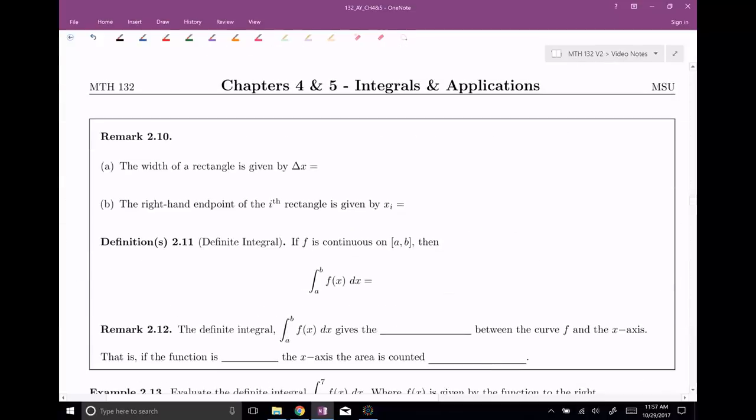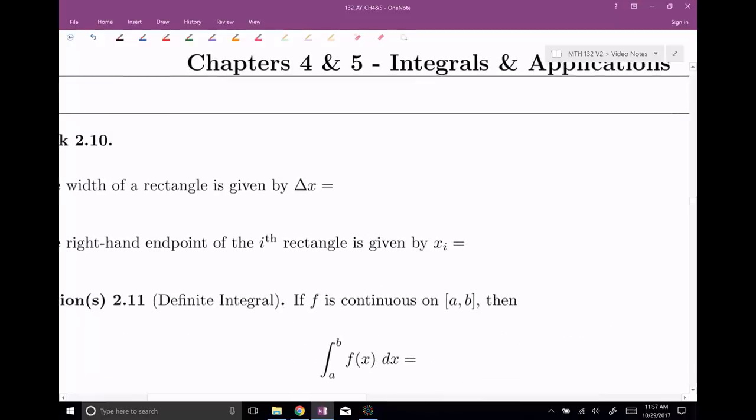The width of each rectangle is given by, and you had to take the overall width, right? So we had from 1 to 4. So if you have the interval, for instance, from A to B, then the overall width is going to be B minus A, in the same way that 4 minus 1 gave us 3. And then we want to divide that by the n rectangles.